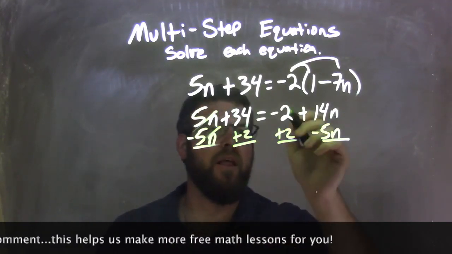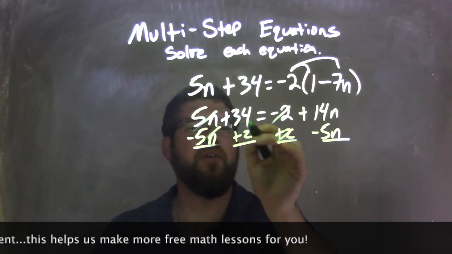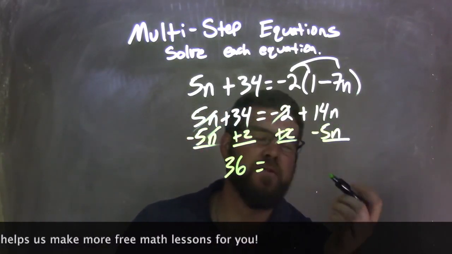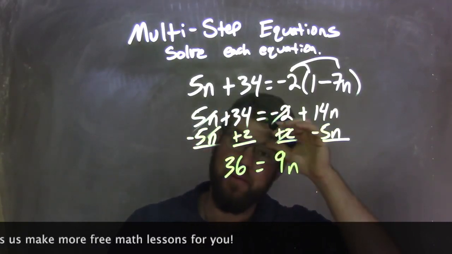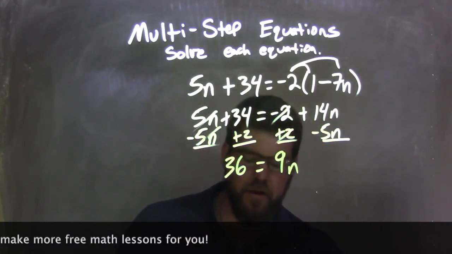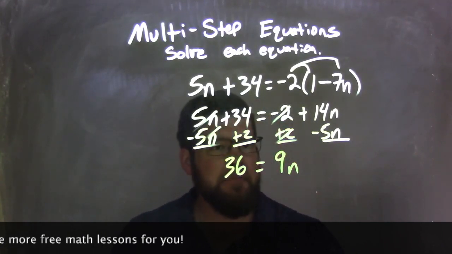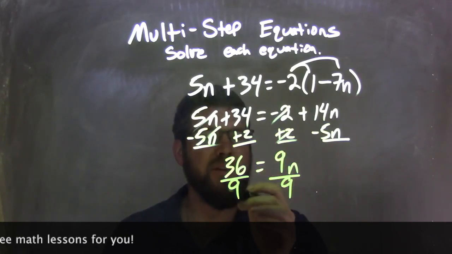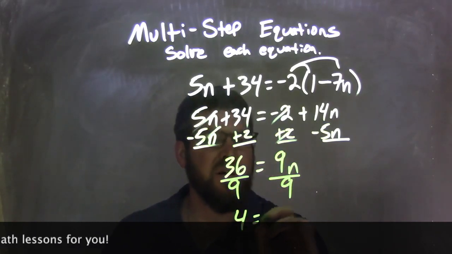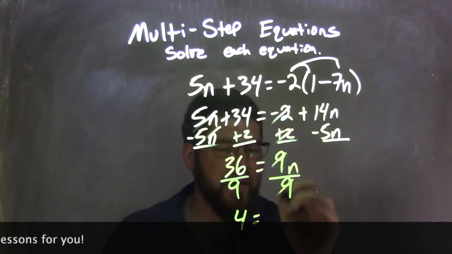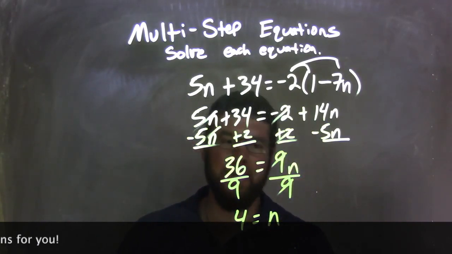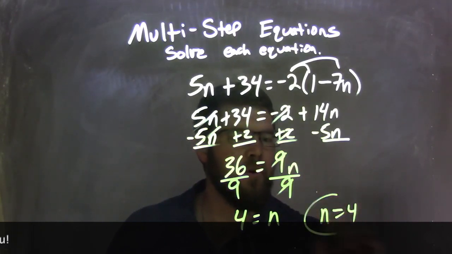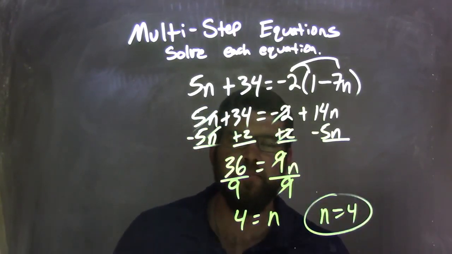N's cancel there. These 2's will cancel. We're left with 34 plus 2, which is 36, equals 14n minus 5n, which is just 9n. Okay? Well, now we have 36 equals 9n. We divide by 9 to both sides. 36 divided by 9 is 4. 9's cancel here, right? Leaving just n. So we have 4 equals n. Let's rewrite that to make it look nice and neat. n equals 4, and that is my final answer.